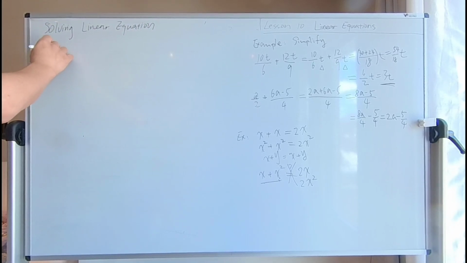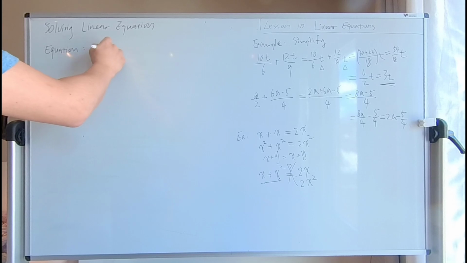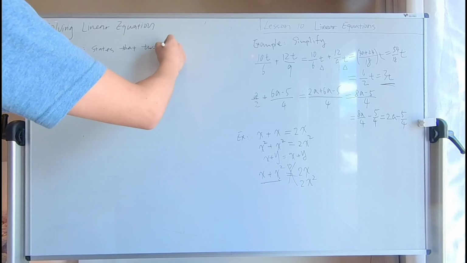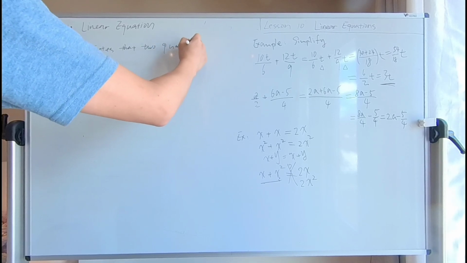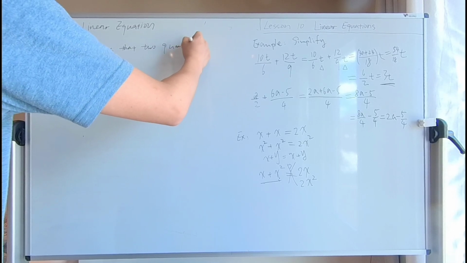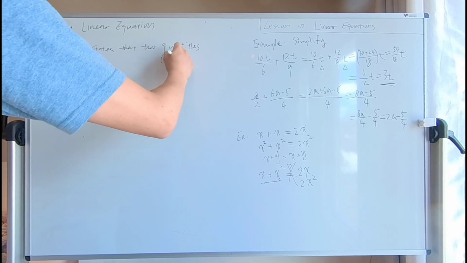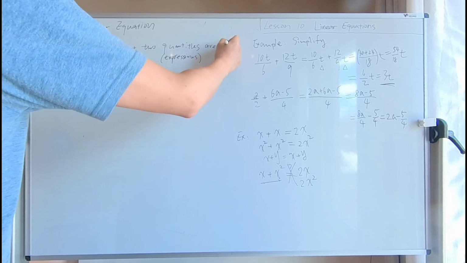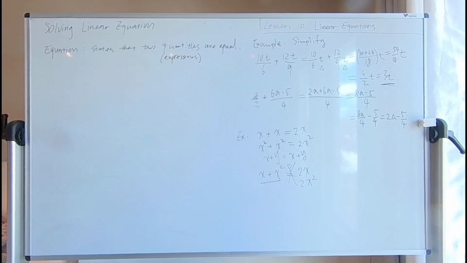So first of all, let's review again what an equation is. An equation states that two expressions or two quantities are equal. Right, so for example, this is an equation. Basically, the two expressions are equal.